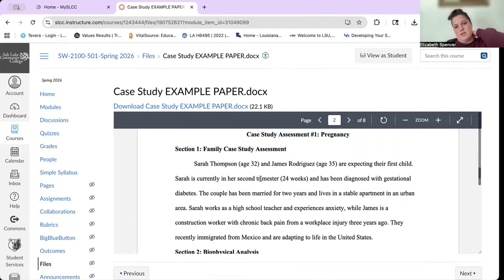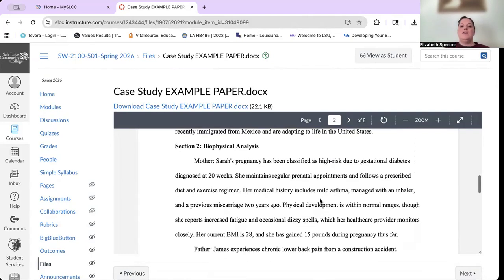Section 1, you're just going to do sort of an overview of the case study. So this is like, imagine if you were just talking to a friend or a coworker about this case. You would just kind of say who these people are, and what are some of the major problems or issues that they're dealing with.